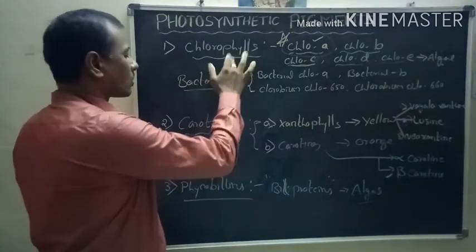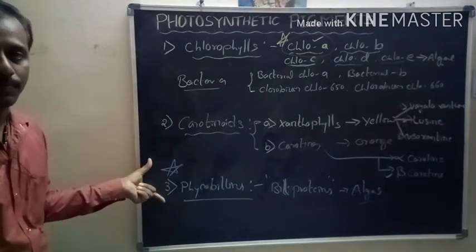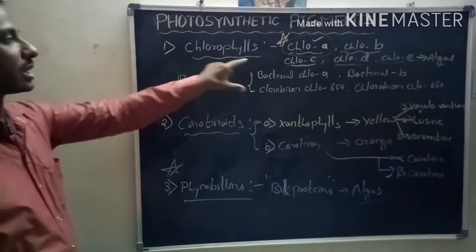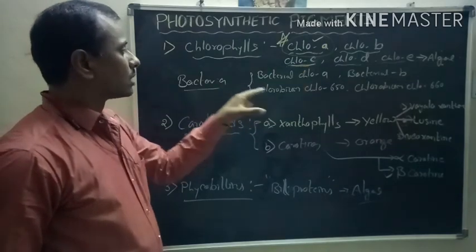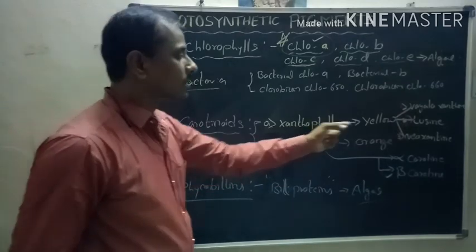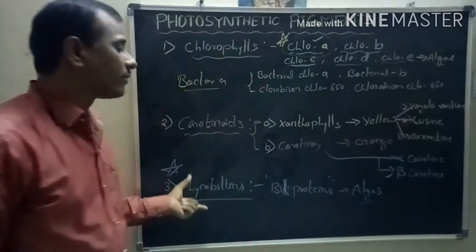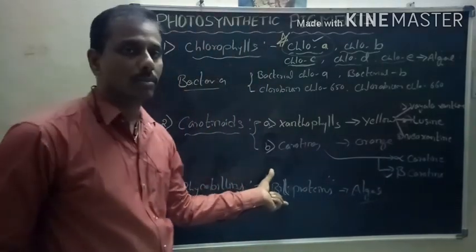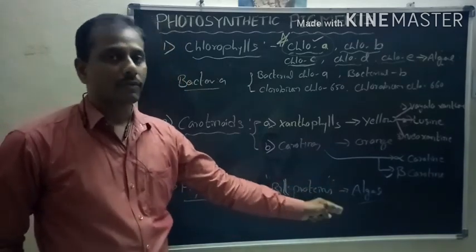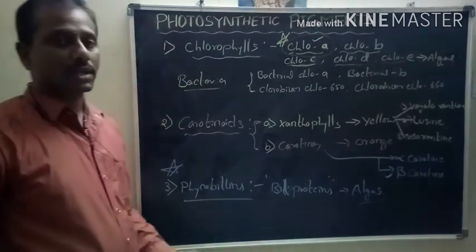This is about the chlorophylls, carotenoids and phycobilins. Three types of pigments. Okay, I think it is very easy for you because terminology is most important. So here chlorophylls are 9 types, carotenoids are 2 types. In the xanthophylls and carotenes, xanthophylls are 3 types and carotenes are 2 types here. And phycobilins are also called biliproteins, and they contain two types of pigments, phycoerythrin and phycocyanin. Okay, so this is about the photosynthetic pigments.